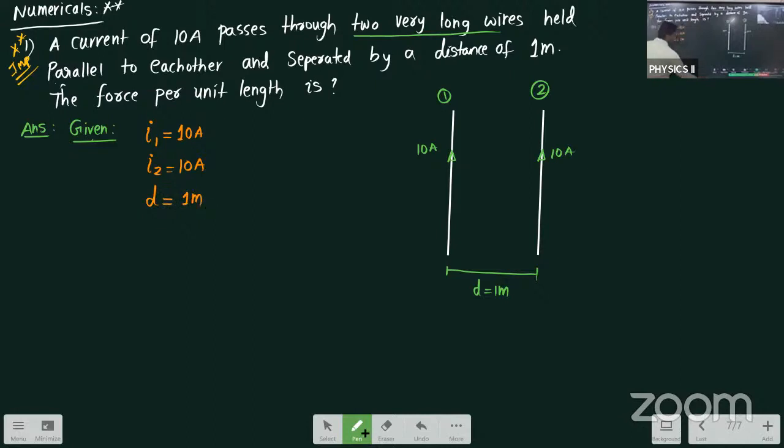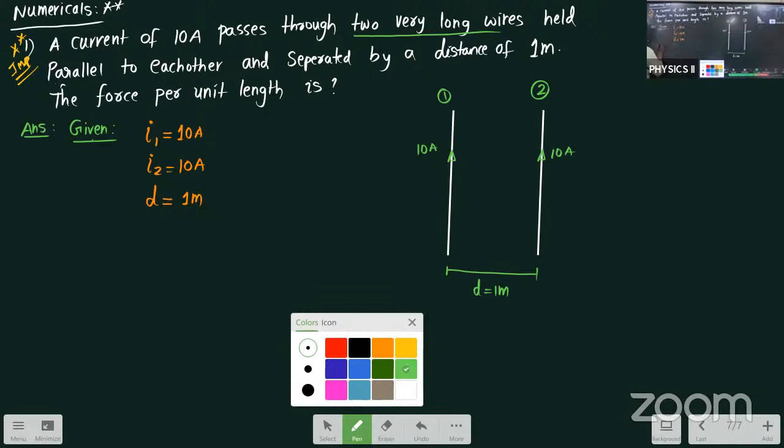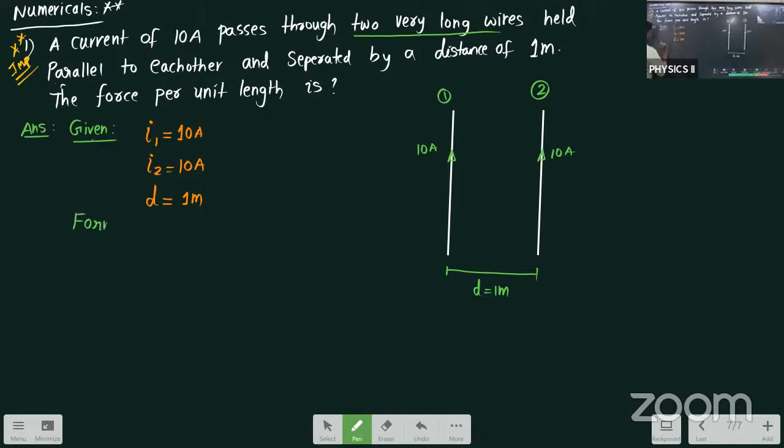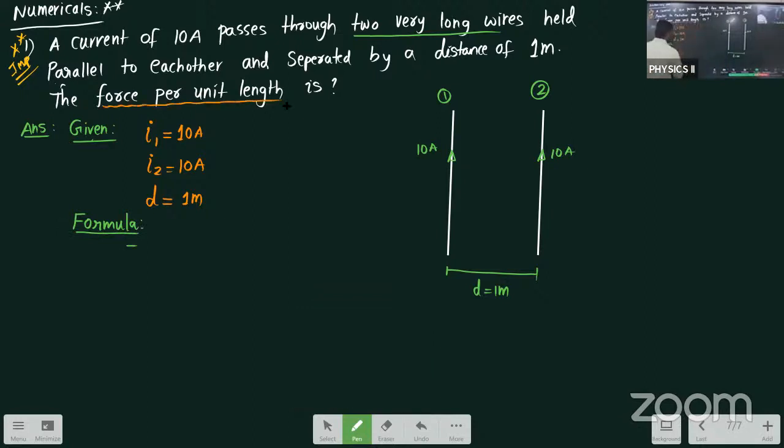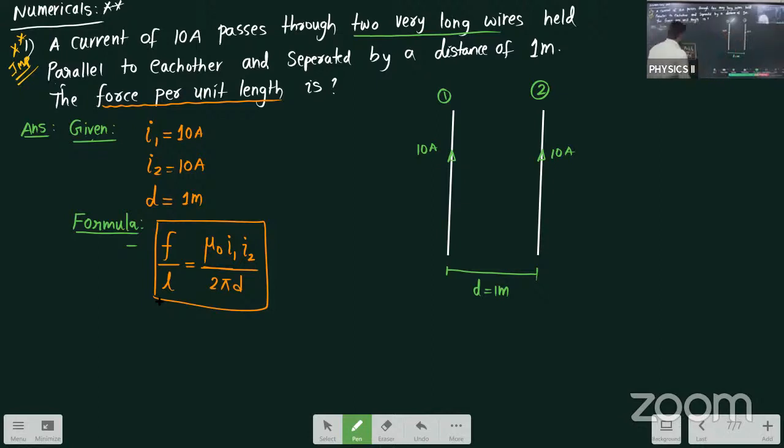Next, you are supposed to write down the formula, because for writing the formula also you will be getting the marks. What is the formula for this particular problem? Remember this formula. Force per unit length is equal to mu naught I1 into I2 divided by 2 pi d. This is the formula for force acting per unit length whenever there are two wires placed parallel to each other. Now let us substitute the values.